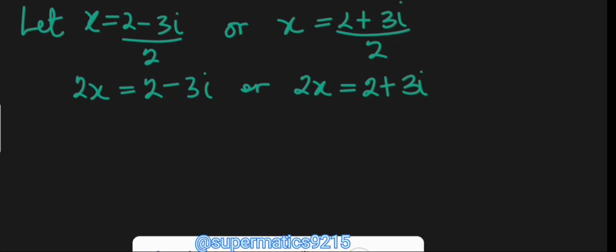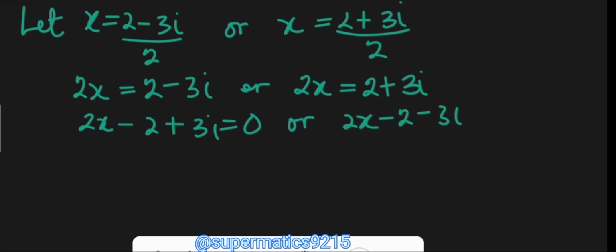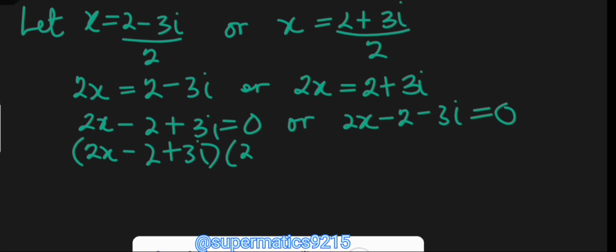Transferring the terms on the right hand side to the left, we have 2x minus 2 plus 3i equals 0, or 2x minus 2 minus 3i equals 0. And when the two of them are equal to 0, we can combine them in a product to give (2x minus 2 plus 3i) multiplying (2x minus 2 minus 3i) equals 0.